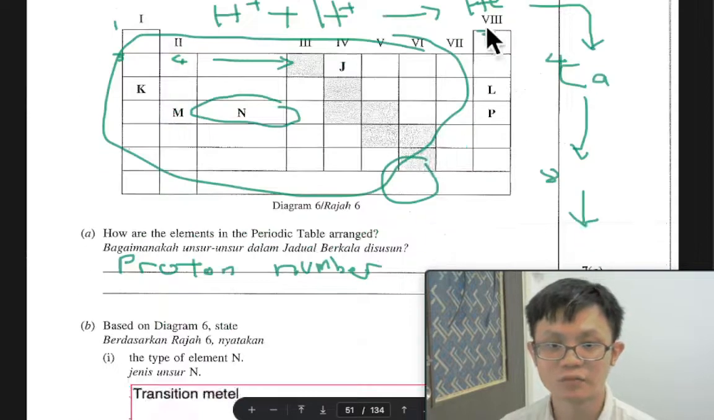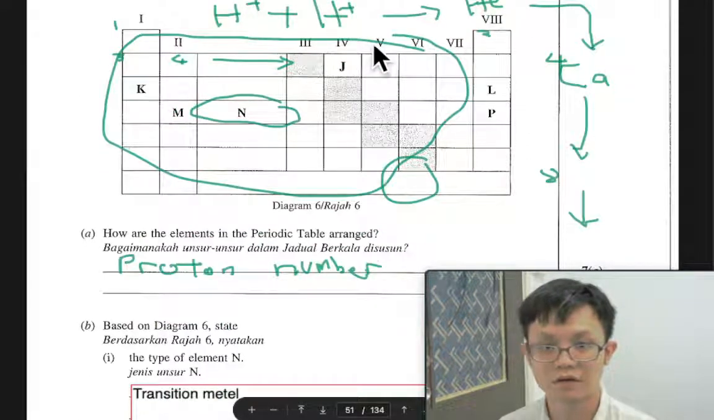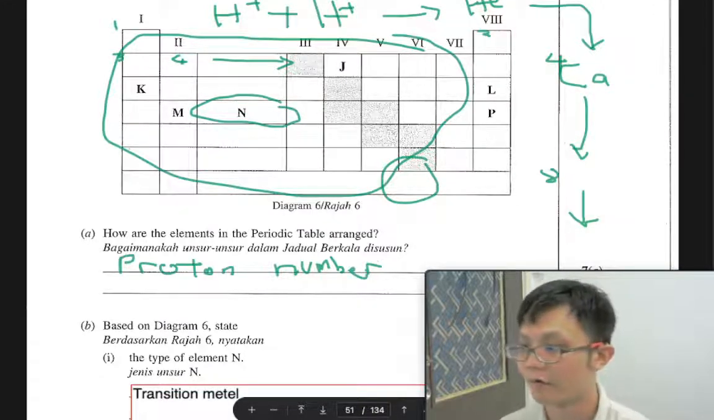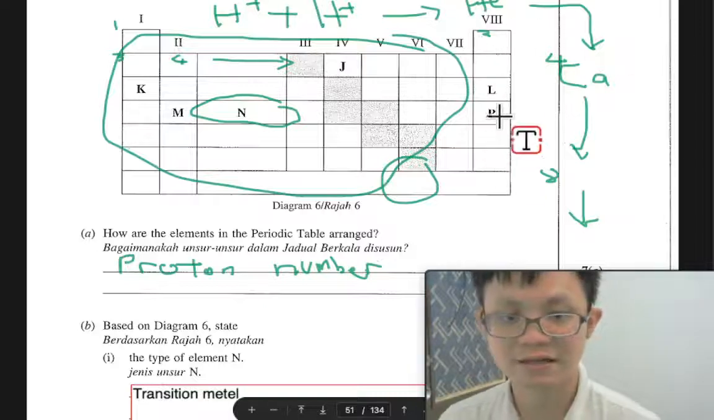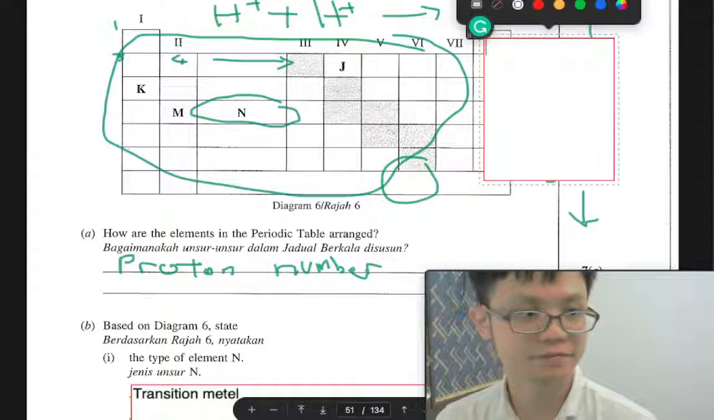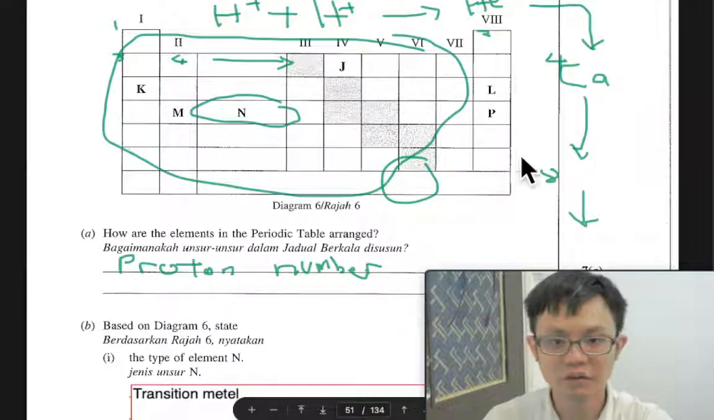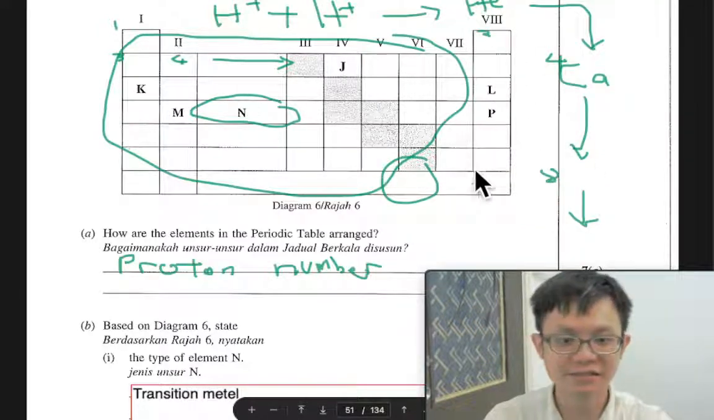And then group 5, 6, 7, group 8. What is another name for group 8? Noble gases. And group 7, is there any name for group 7? Halogens. Halogens, very good.